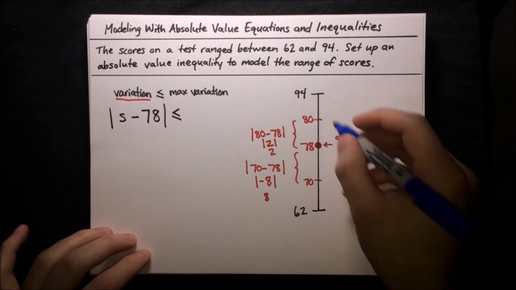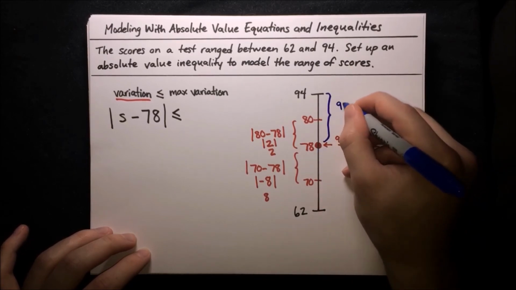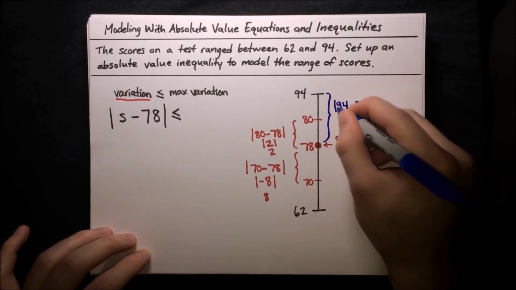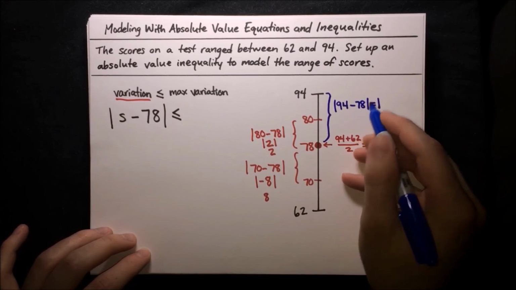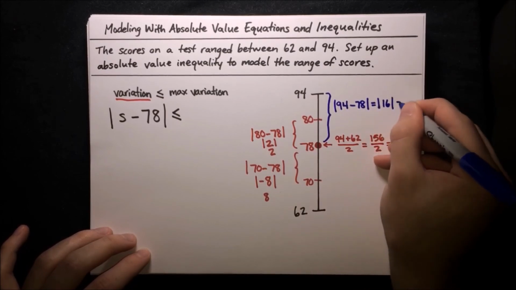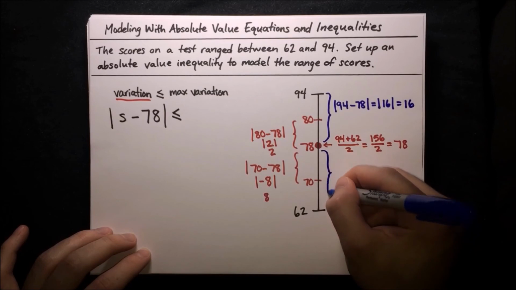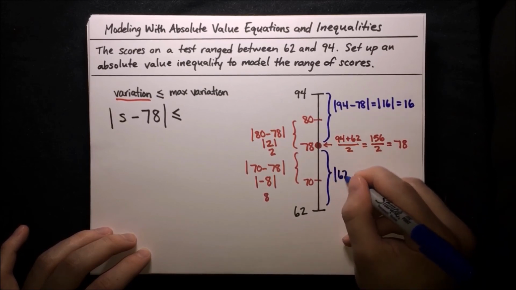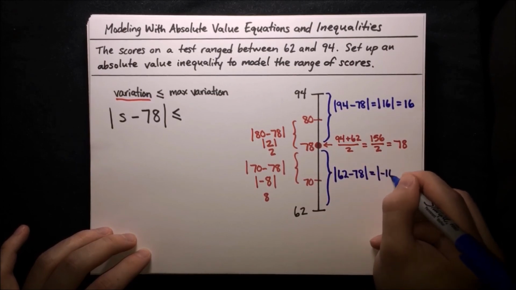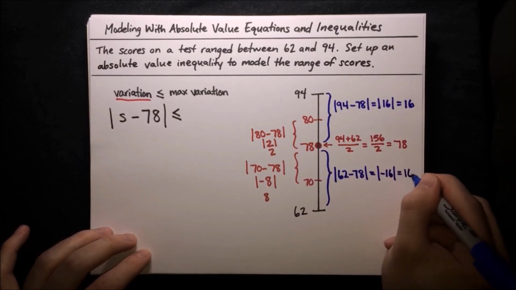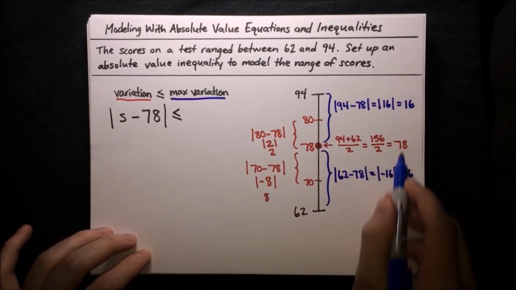Well, we can compute it one of two ways. We can either do the highest score minus the center score, so 94 minus 78, which is 16. So the absolute value of 16 comes out to 16. But what if we use the lowest one? Well, we'll get the same result. The absolute value of 62 minus 78: 62 minus 78 is equal to negative 16, and if we take the absolute value of that, we still get positive 16. So it doesn't really matter which one we do. Either way, the max variation is equal to 16.